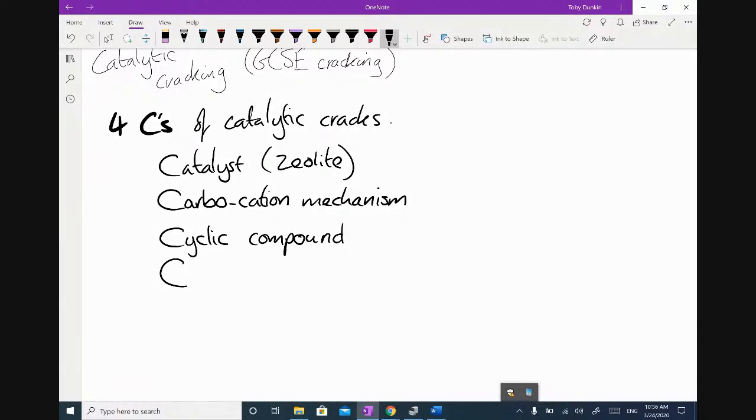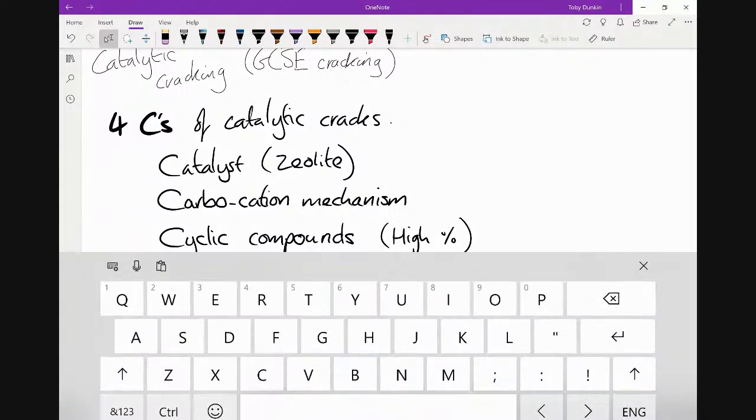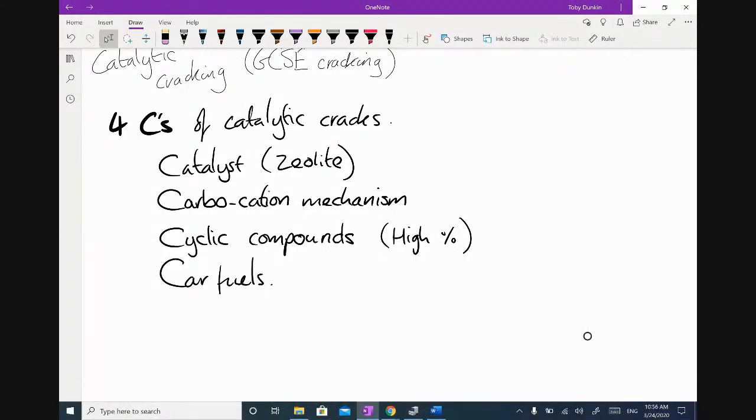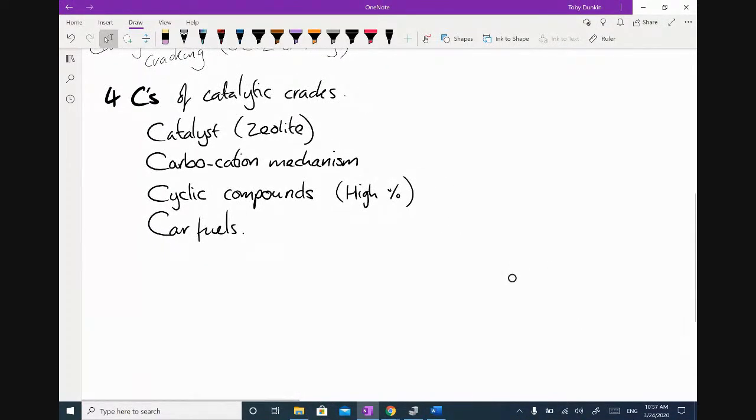Cyclic compounds as a high percentage. High percentage cyclic compounds. And these are used for car fuels. This is catalytic cracking. We do catalytic cracking to produce car fuels, because you get cyclic compounds instead of alkenes.